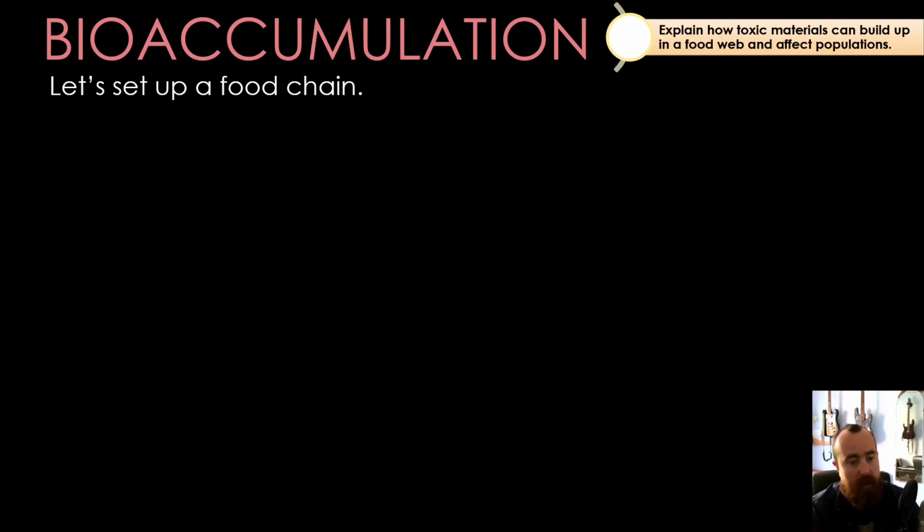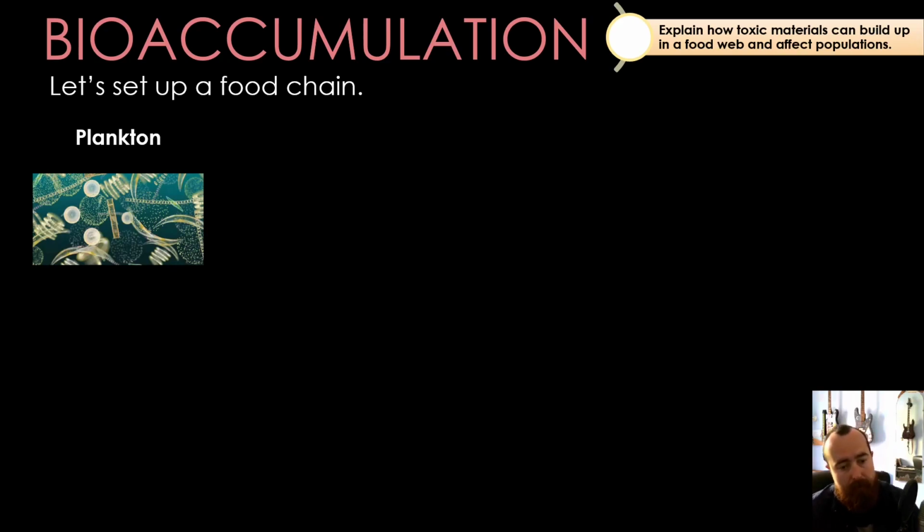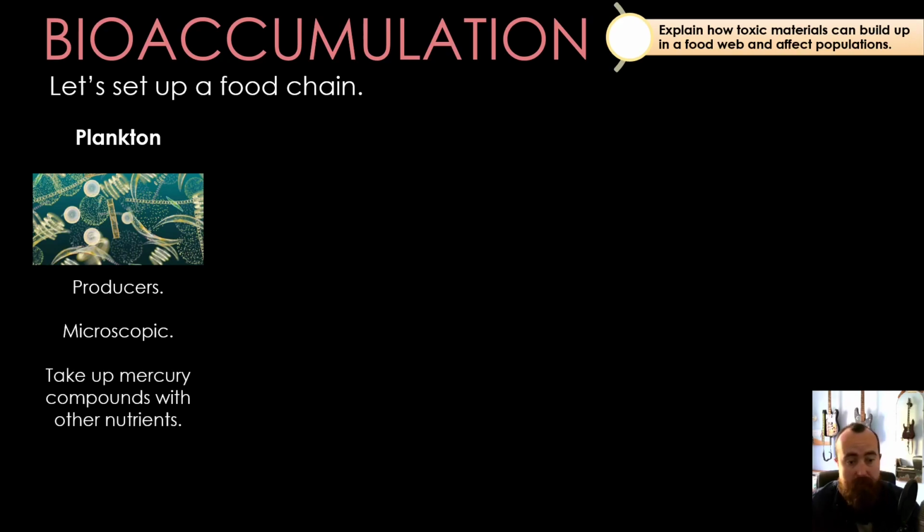Let's have a look at this. I'm going to set up a food chain. This is a food chain in the ocean. It's going to start off with plankton. Plankton are the producers of the sea, algae and other tiny little microscopic organisms like that. If you want to see them, you need to get a microscope out and have a look that way. They will take up mercury compounds that they find in the ocean with other nutrients that they pick up. They end up with a little bit of mercury inside them, a tiny little bit, not very much.